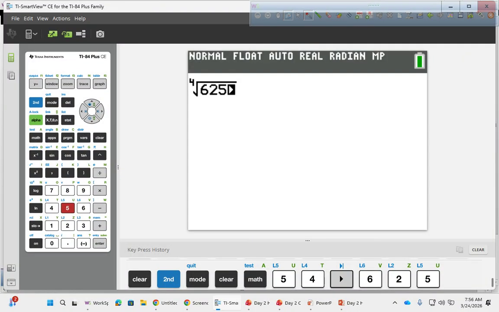Is there anybody in here whose calculator does not look like that when you hit math 5? I need to know, because I can't help you if it doesn't. I'm going to show the other way, because maybe you don't know that yours doesn't look like that. All right, so this is one way to do it. I get a whole number, I'm done. So the 4th root of 625 is just 5.